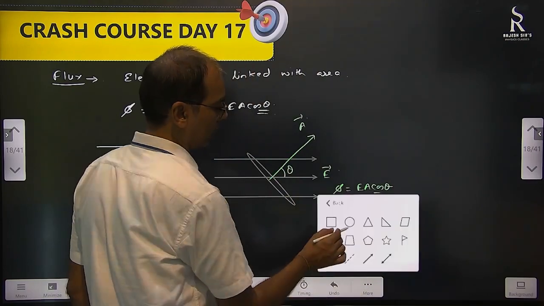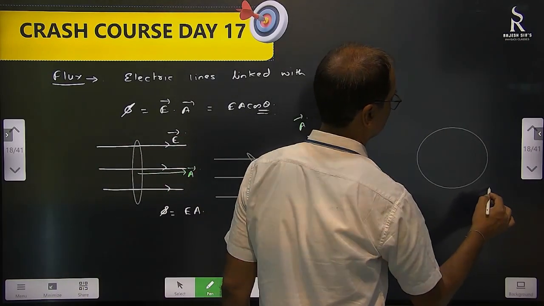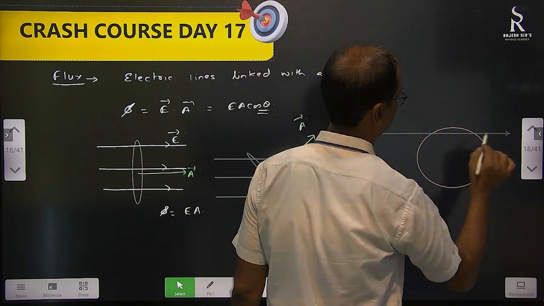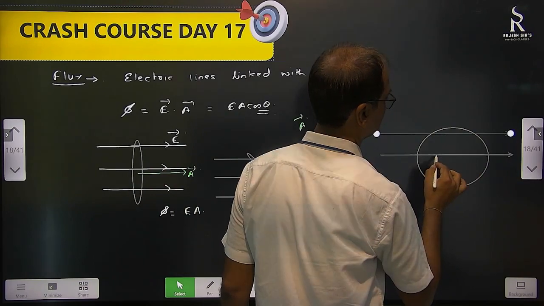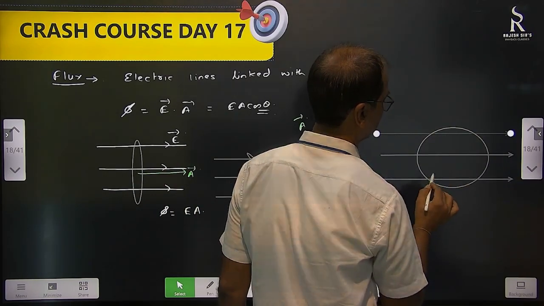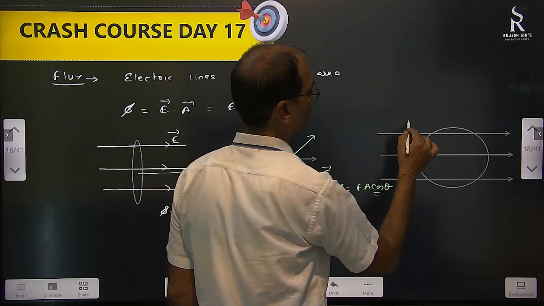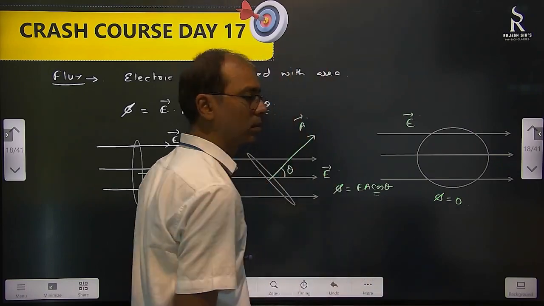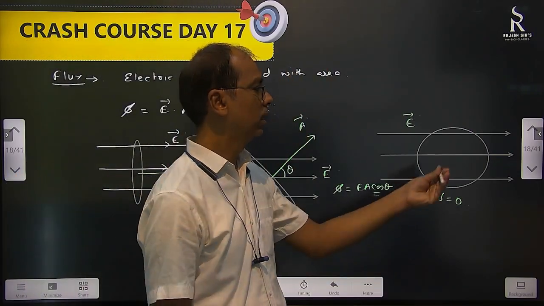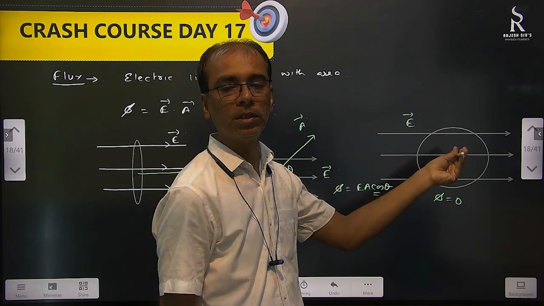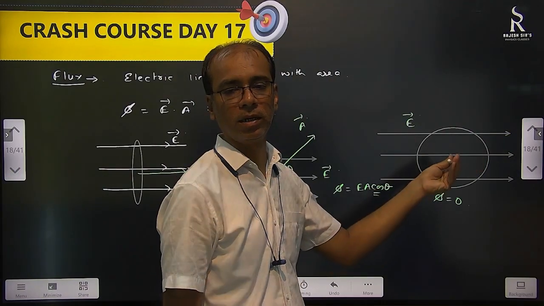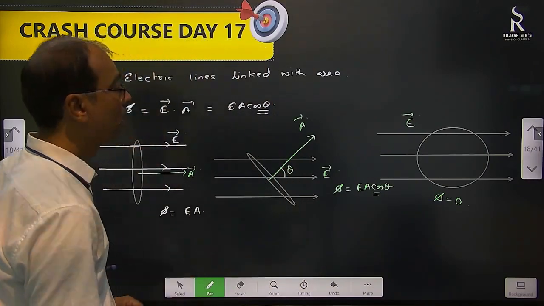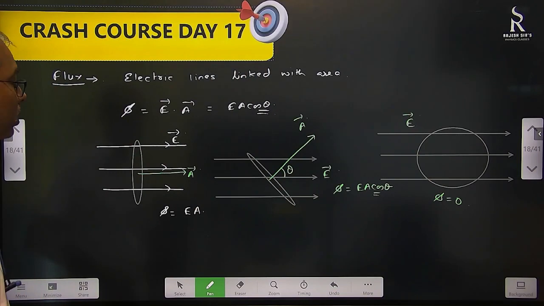But if suppose it's like this, and the electric field is like this here. This is the electric field. Then in this case, what is the flux? In this case, flux is 0. Reason? Here the area vector is like this and the angle between them is 90 degrees. The electric field is like this, the area vector is like this, so flux is 0. This is how we calculate the flux, right?